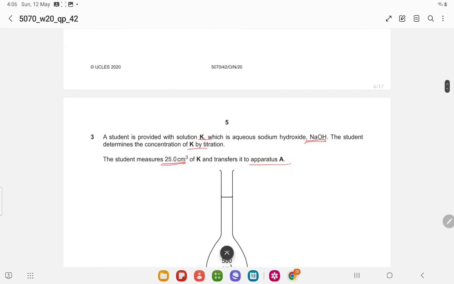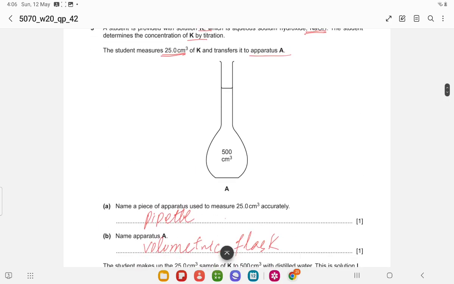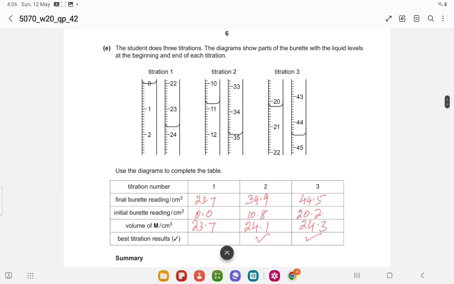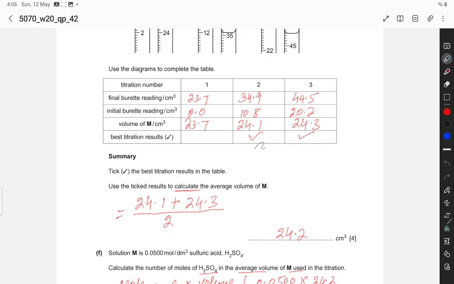So, apparatus involving which calculation titration reading is required. For example, the student does 3 experiments and the result is this. Take the best titration results in the table, and use them to calculate the average volume. So first select the best titration results. You know these are the two nearest values, 24.1 and 24.3. So this is the best result.